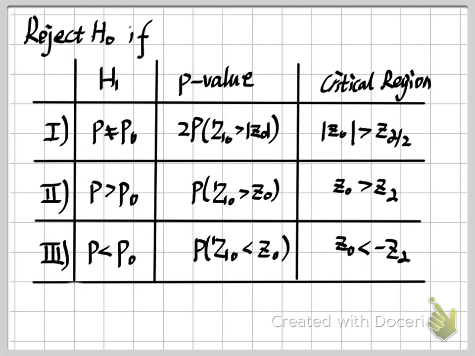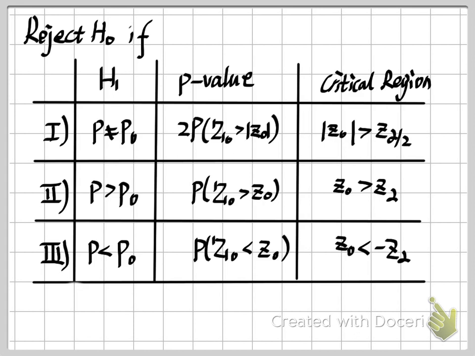For the second case, P is greater than P0, we compute the p-value as the probability of capital Z0 greater than small z0. The last one is P smaller than P0. In this case, we work on the left tail, so we have the probability of capital Z0 smaller than small z0. When the p-value is smaller than our alpha, we can reject our H0.